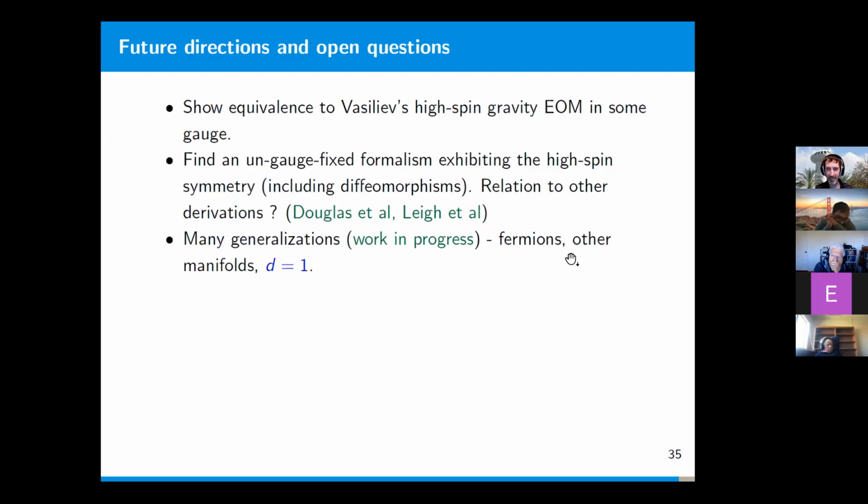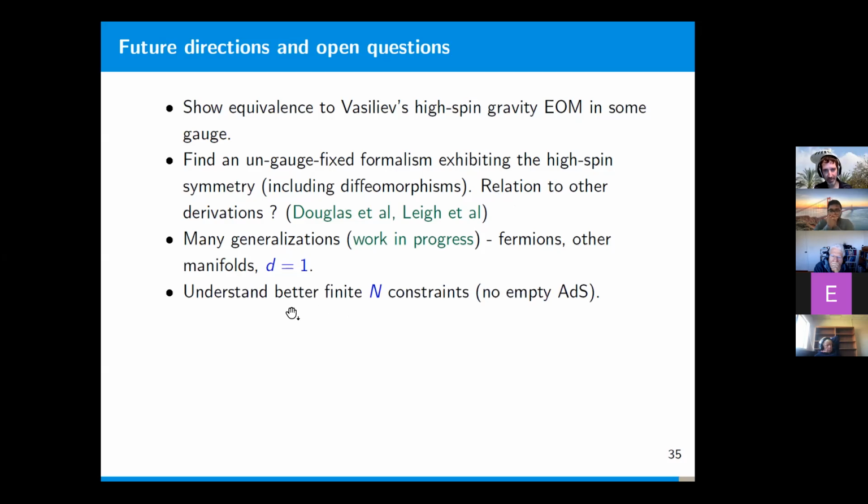It would be nice to generalize this to the mapping of free fermions to high-spin gravity theories. It would be nice to consider other manifolds. And as I mentioned, the d=2 case is somewhat subtle because of the logs in this case, but d=1 should be easy, and that's another interesting generalization.